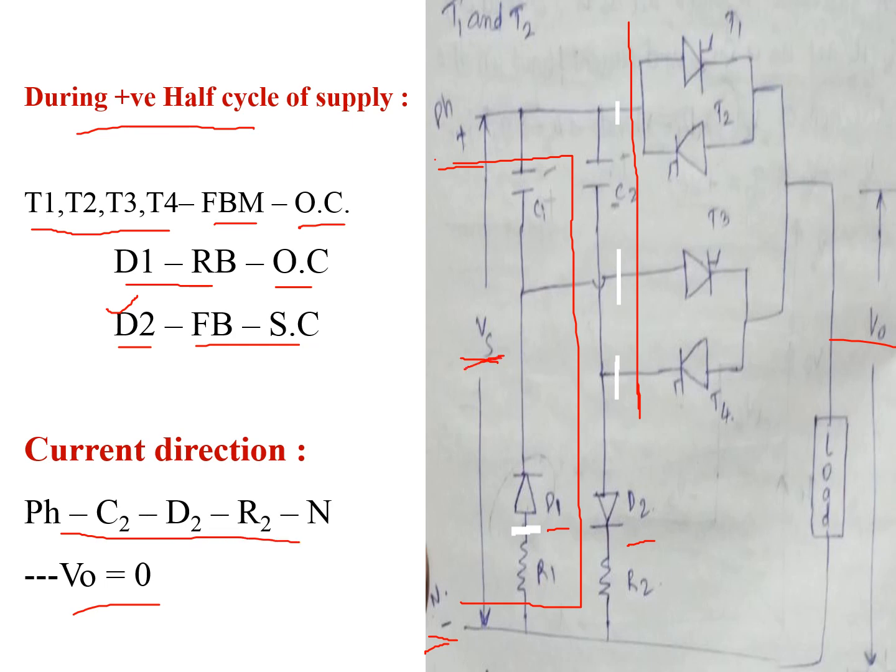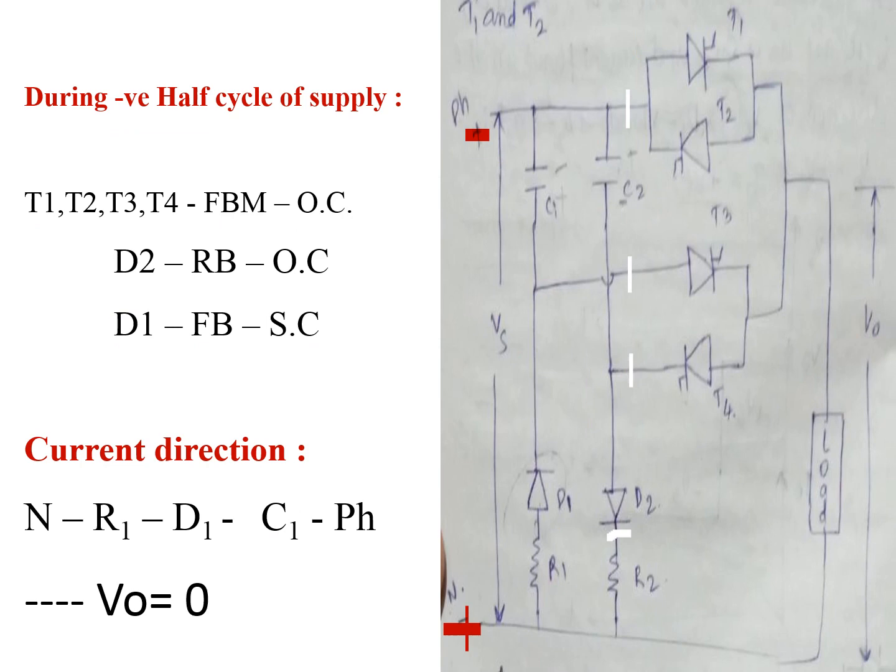In this case, the total supply voltage appears across capacitor C2, and capacitor C2 starts charging with the upper plate as positive and the lower plate as negative. By using the voltage across the capacitor, we are going to turn off the thyristors in the next operating modes.